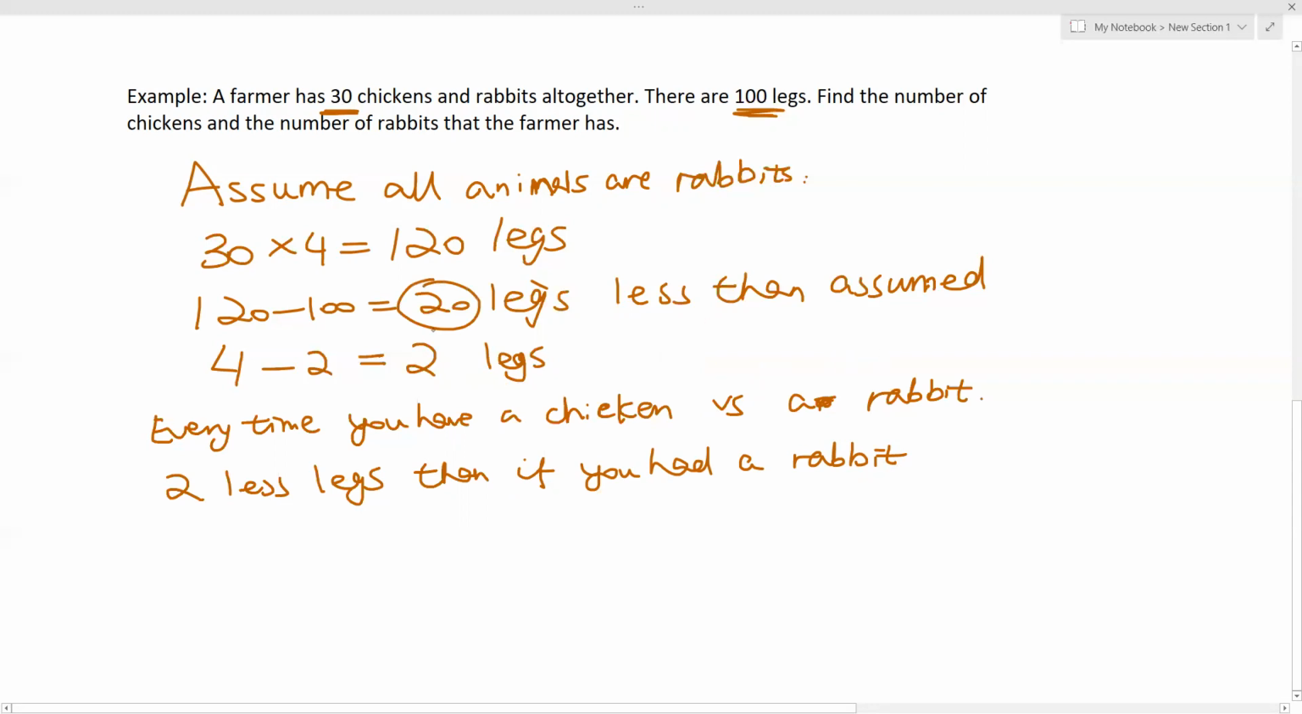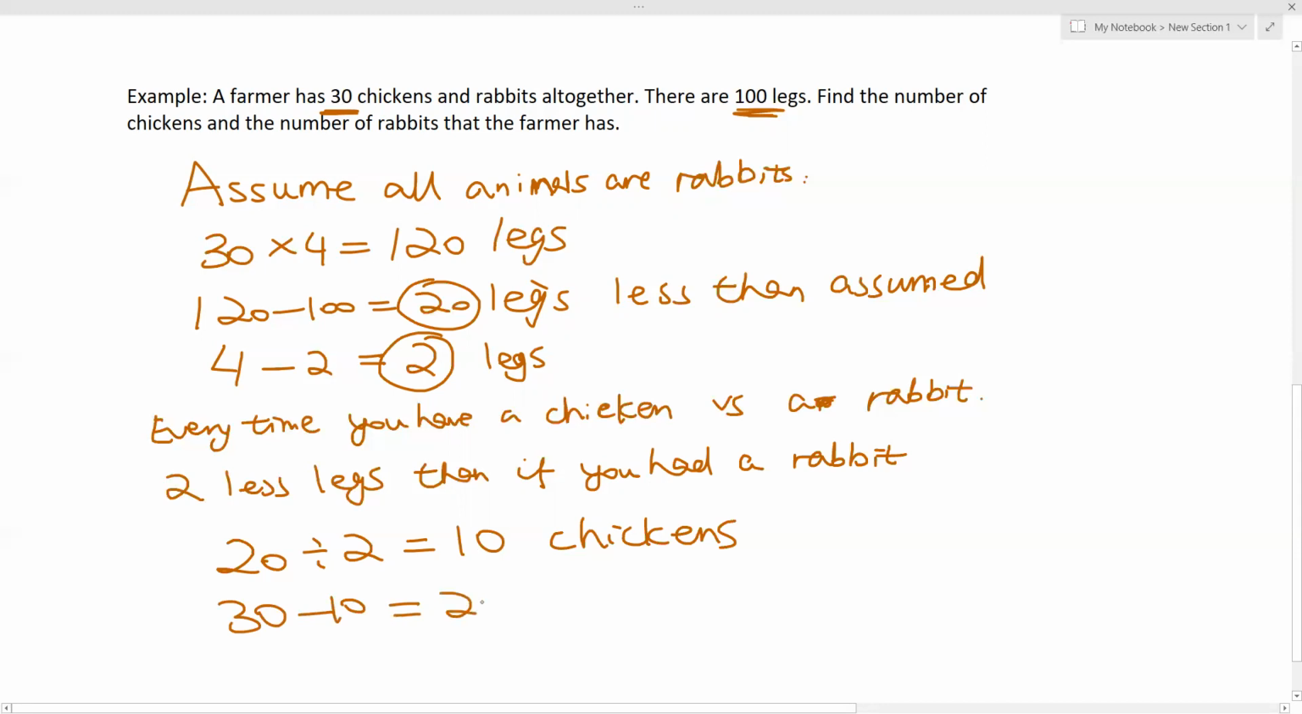And each time we have a chicken, we get 2 less legs. So 20 divided by 2, we should have 10 chickens. Now it's easy to get to the number of rabbits from this point. We just subtract 10 from the total number of animals. So there are 20 rabbits.